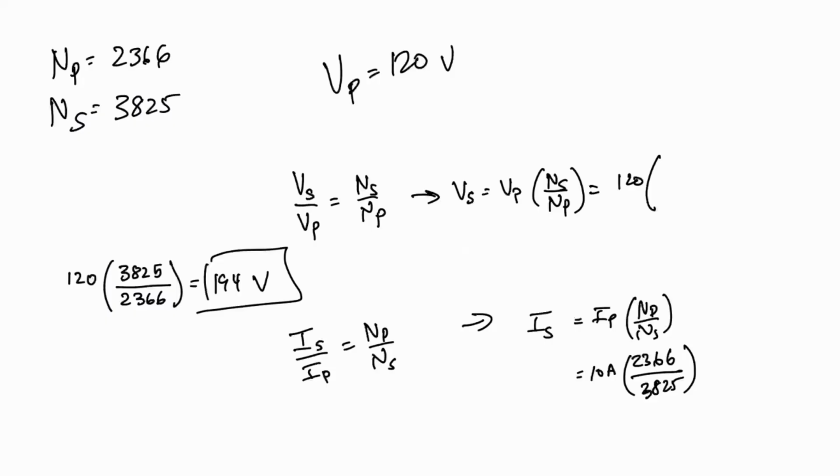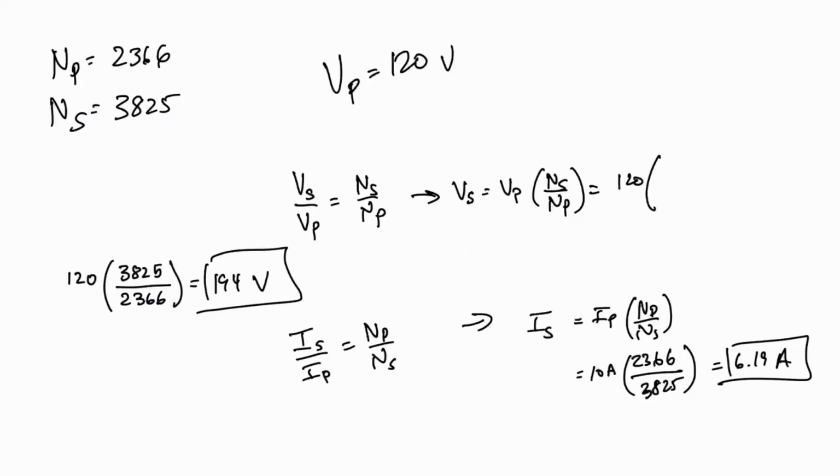I got 6.19. Yeah. What's the unit for this? Amps. The number of turns just turns out to be a unitless value, right? It's a ratio. So whatever you're working in, volts or amps, is what it comes out in.